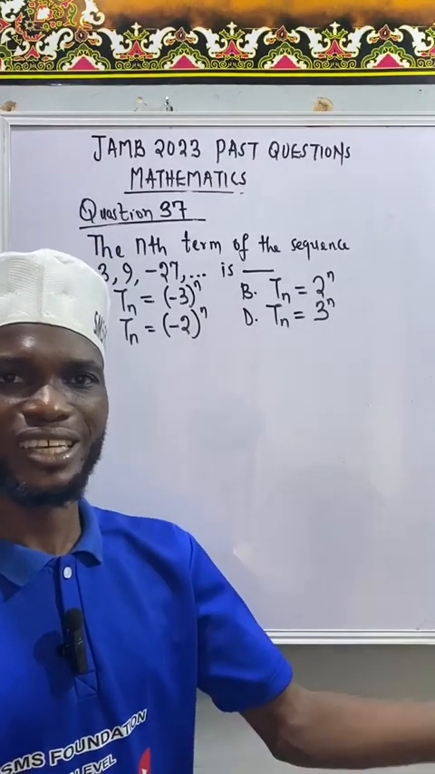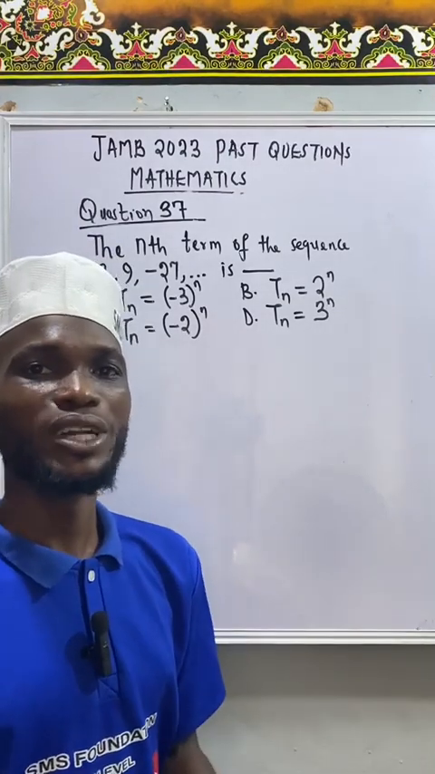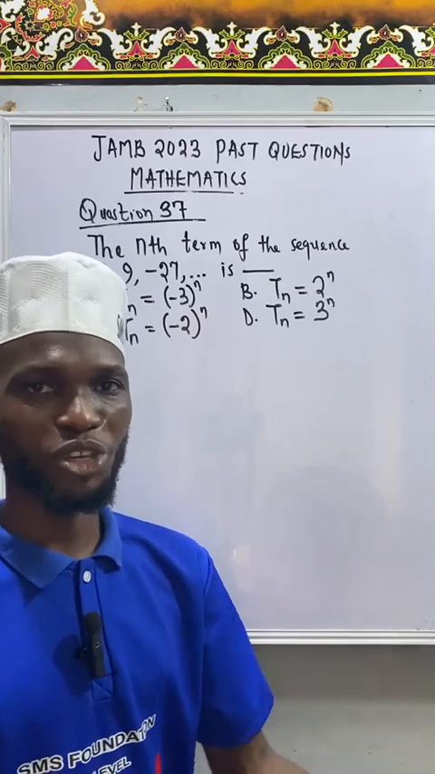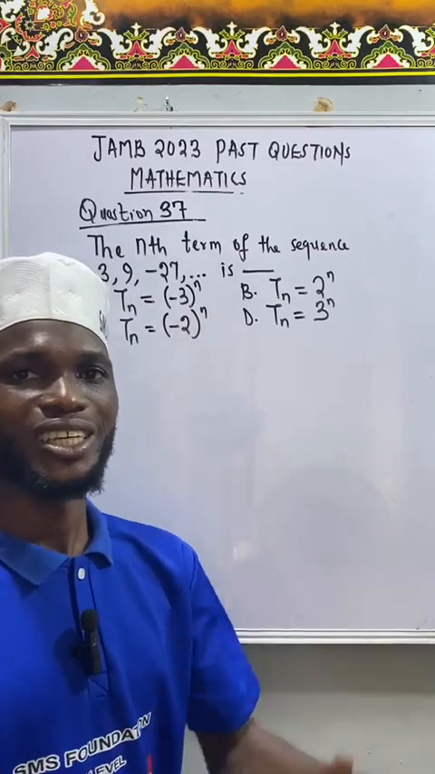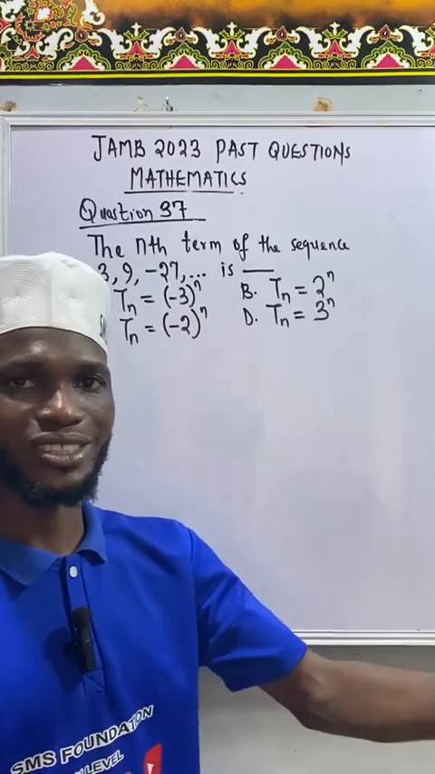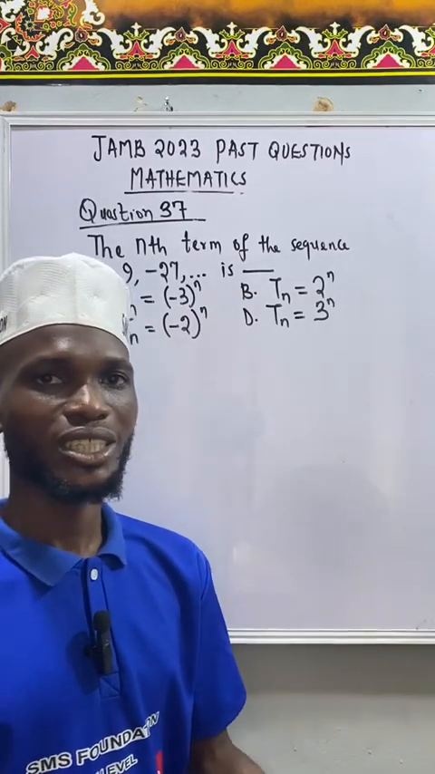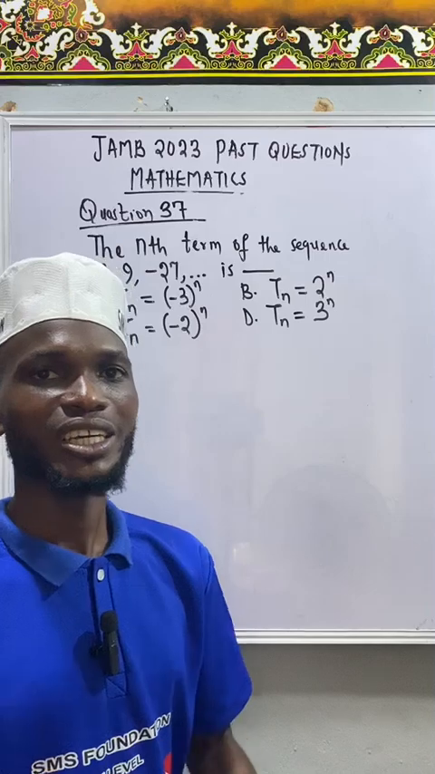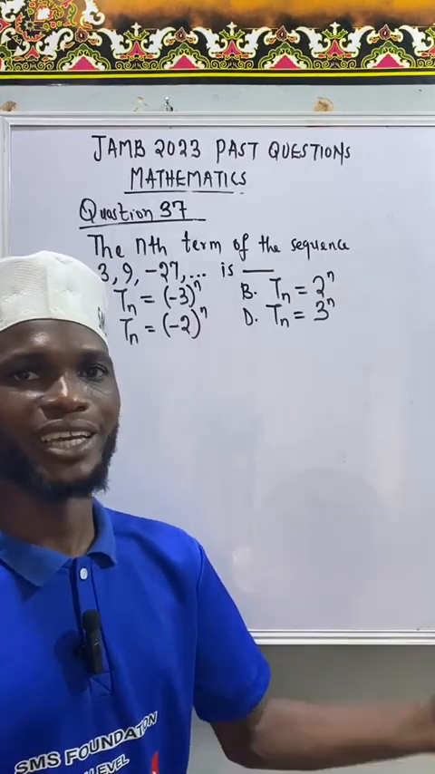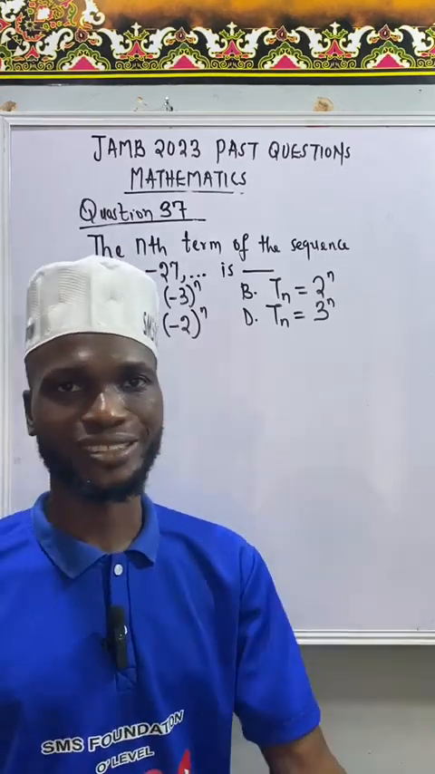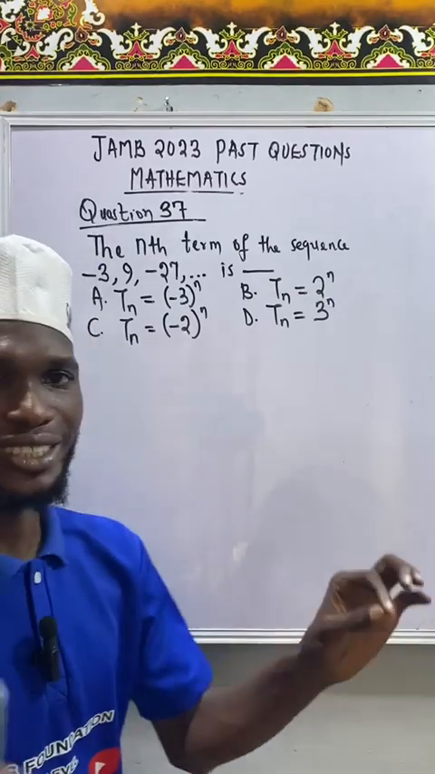A sequence is a set of numbers with a regular pattern of formation, such that we get the succeeding terms of the sequence by adding or multiplying a constant by the previous term to get the next. Good. Now, that is a sequence.